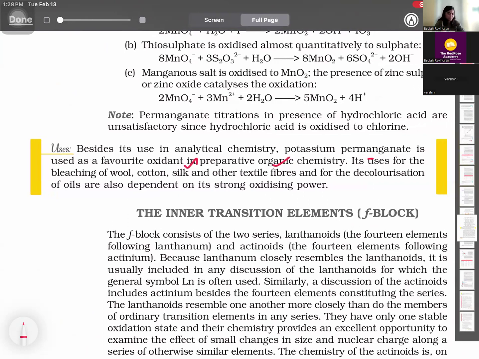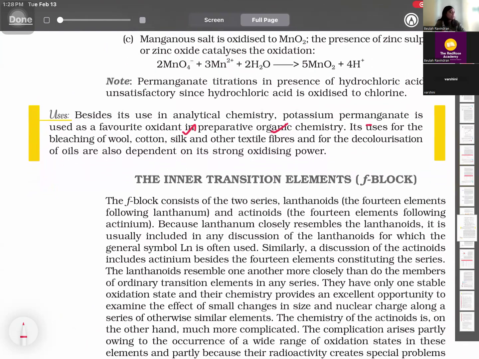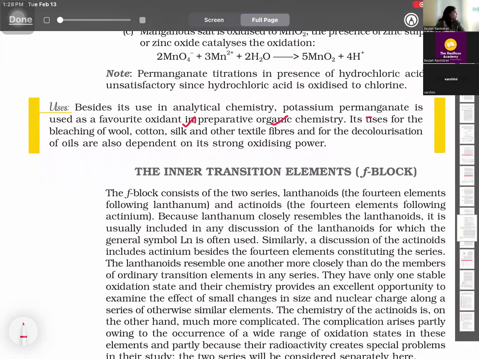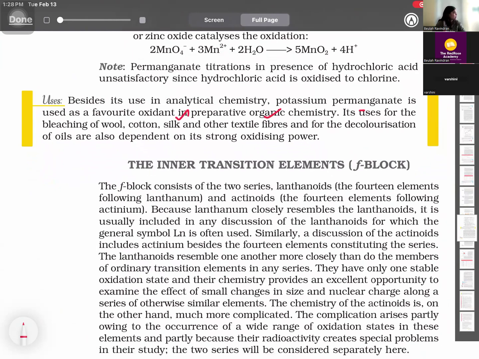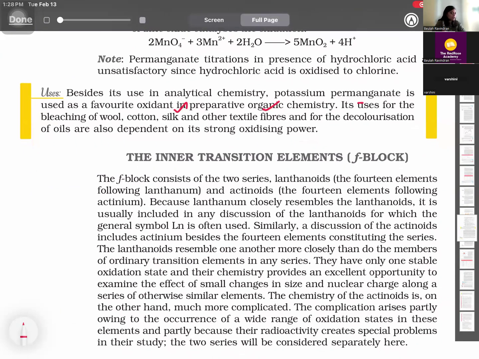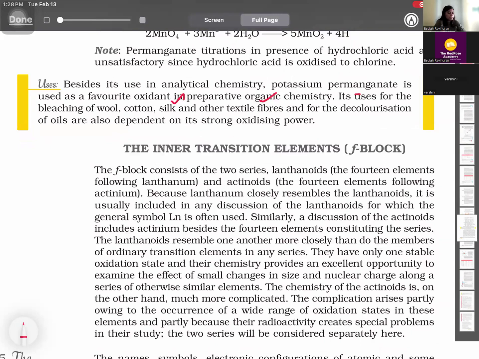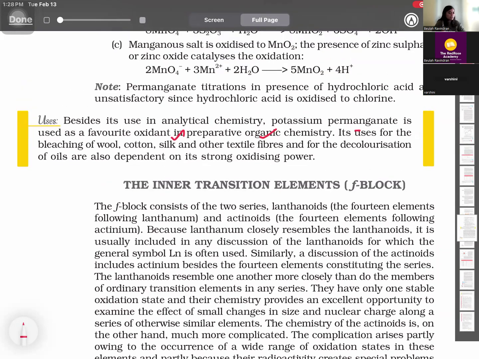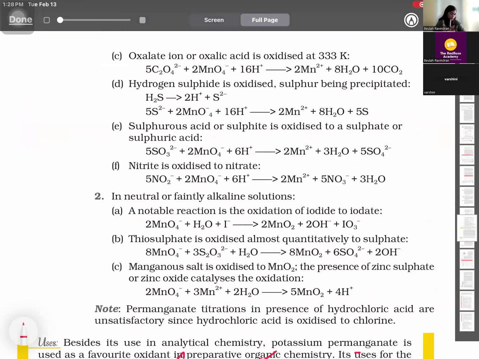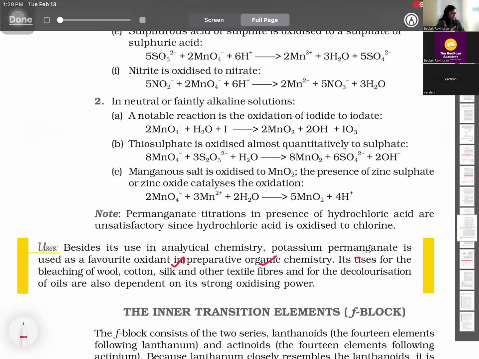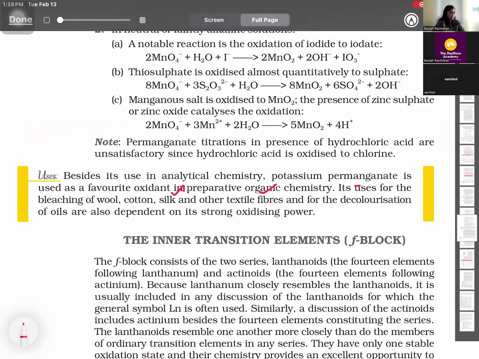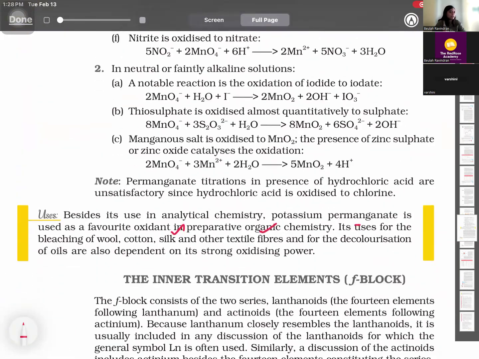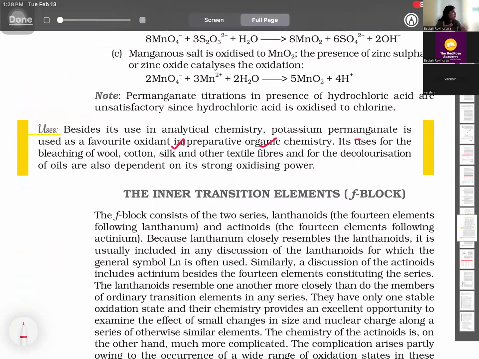Here it is used for the bleaching of wool, cotton, silk and other textile fibers, and for the decolorization of oils. These are dependent on its strong oxidizing power. This is the major use of permanganate. You can also use it for titration. Potassium dichromate and permanganate are famous compounds in D block elements.